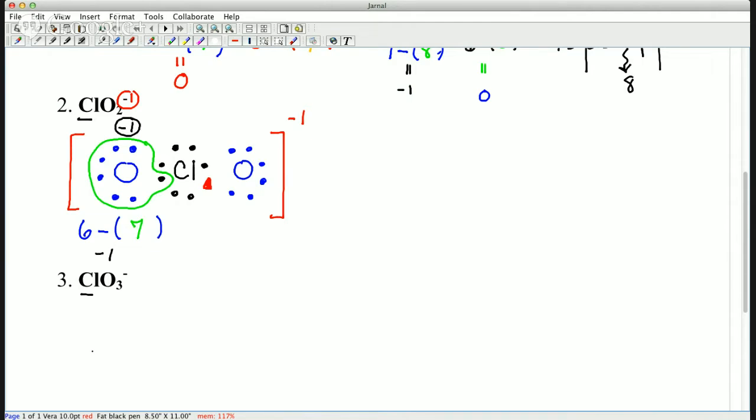Okay, now chlorine, let's do chlorine. It has 7 valence electrons, and we're going to subtract its assigned. So 7 valence electrons, those are electrons it brought to the party. And how much is it going to use? Well, it's all of its lone pairs, half of its bonding, and it's using 1, 2, 3, 4, 5, 6. 7 minus 6 equals what? +1. So we'd say chlorine is +1.